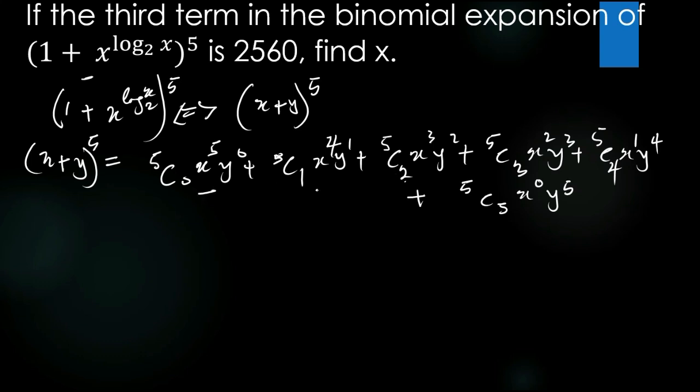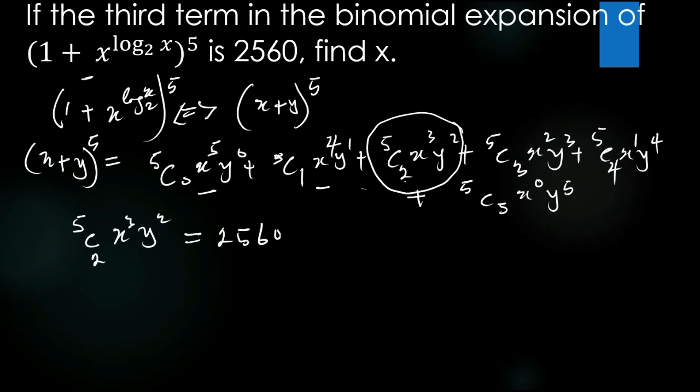Now, this is the first term, the second term, and here is the third term. This is where our concern is. Now, that is the third term, 5 combination 2 x raised to power 3 y raised to power 2, which is given as 2560. Now, if this is given as 2560, first and foremost, let's start by finding 5 combination 2.